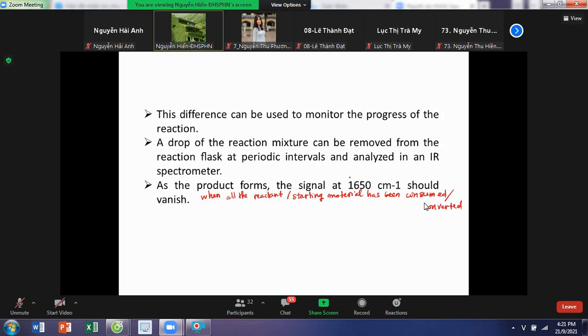have been converted, then its signals will disappear.